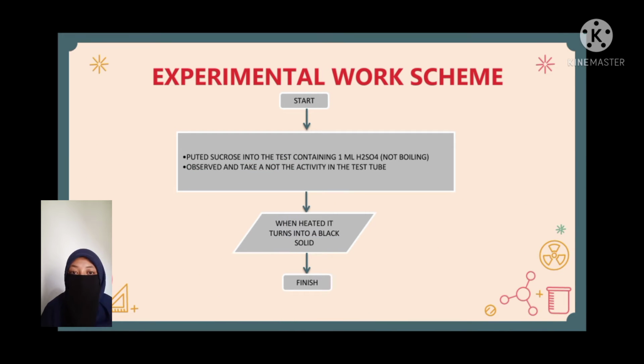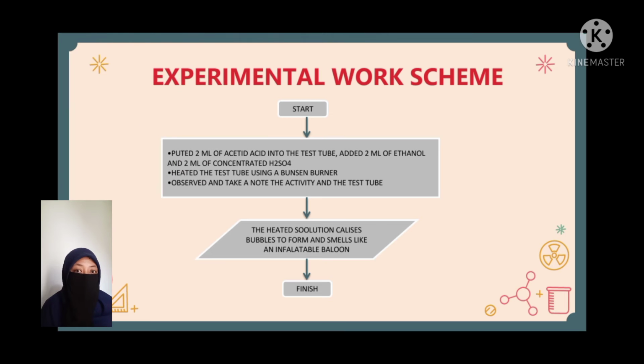Okay, experimental work scheme. Start: put sucrose into a test tube containing 1 ml H2SO4, not boiling. Observe and take note of the activity in the test tube. When heated, it turned into black solids. Finish.